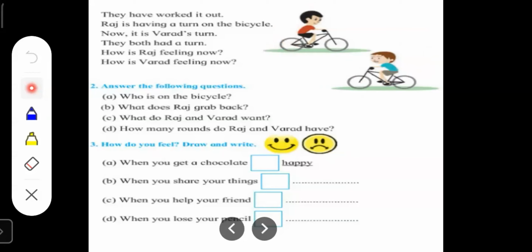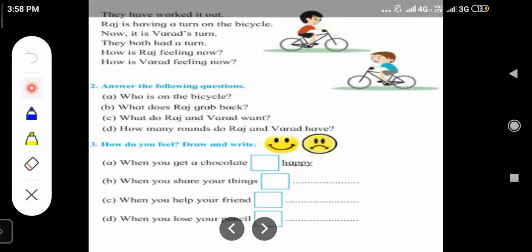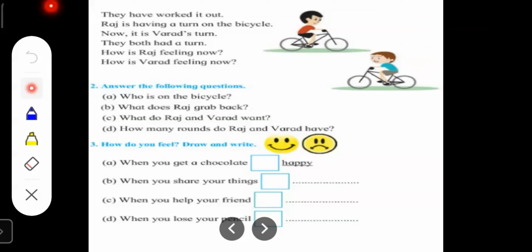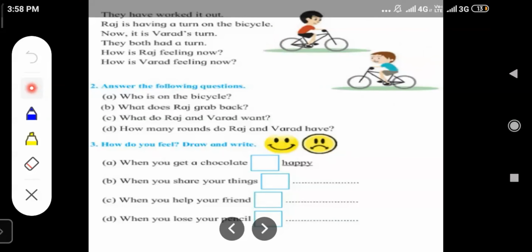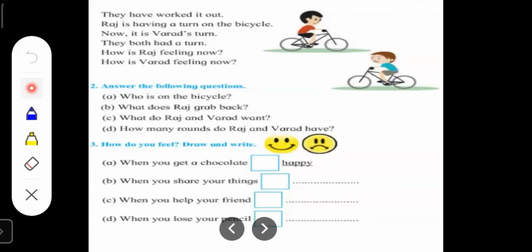Children, so what do we learn from this lesson? We learn that we should not fight with our friends. In fact, we should not fight with anyone. But in this lesson, we learn that we should not fight with our friends and we should always share our things with our friends. And sometimes if we are angry or don't understand the other friend, then you should sit down and you should work on a solution.